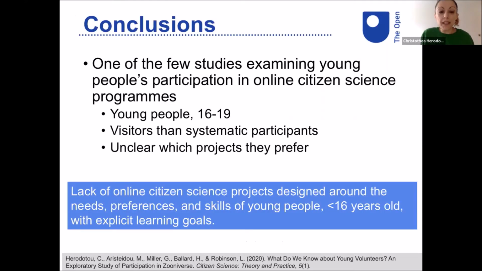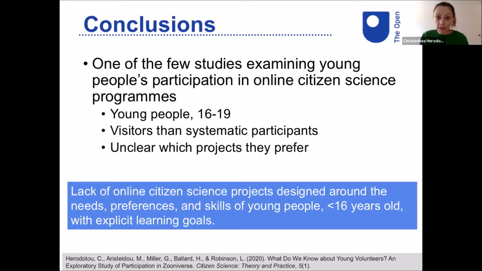So what can we say out of this study? Well, first, I wanted to stress that this is one of the very few studies that examines young people's participation in online settings and not general participation. And what we found out is that the majority of those young people happen to be 16 to 19 years old. We could say that they are visiting the platform instead of systematically participating in projects, and we don't have a clear picture as to which projects they prefer.